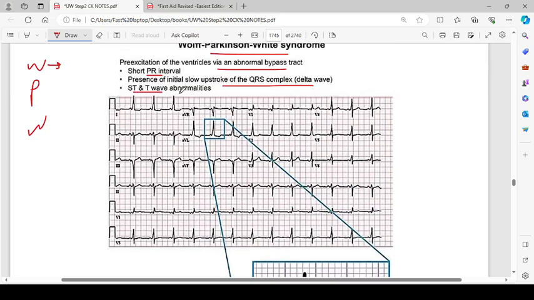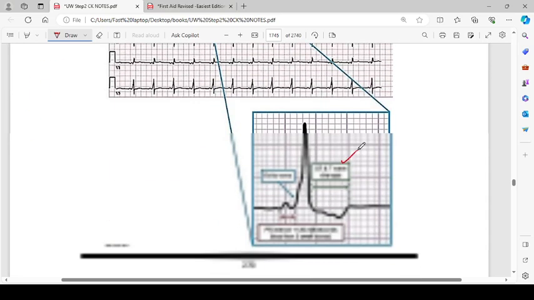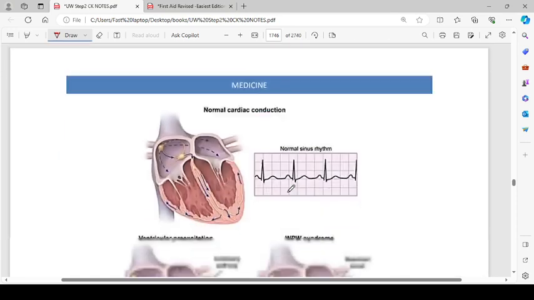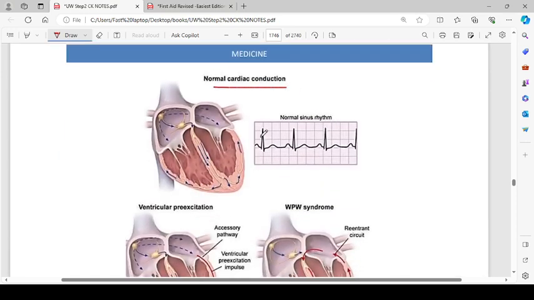Then comes ST and T wave abnormalities. So this is an abnormal ST or T wave that is also evident. So the normal cardiac conduction is looking like this.